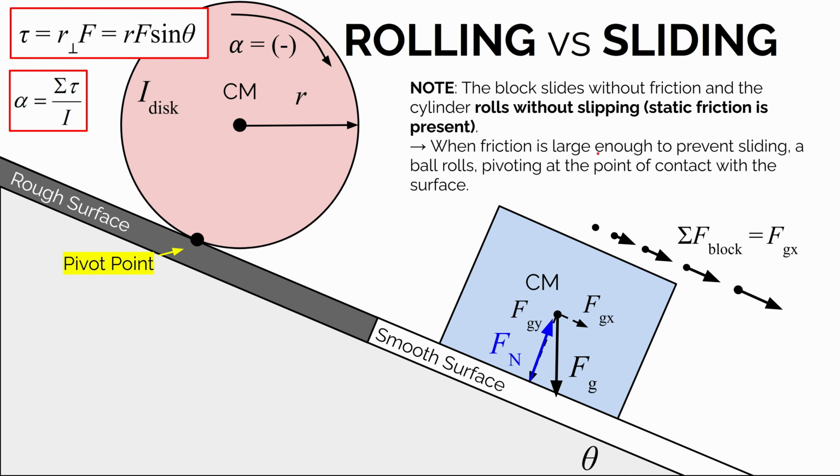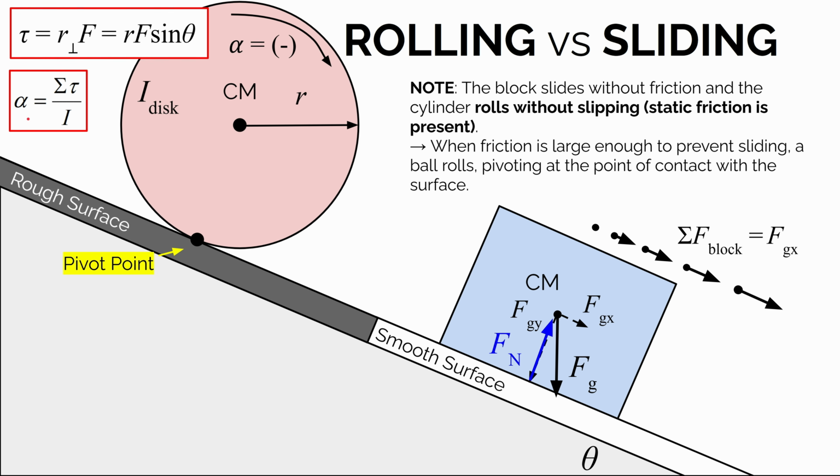When friction is large enough to prevent sliding, a ball or a disc pivots at the point of contact with a surface. And so where it makes contact with a surface, friction is large enough to prevent sliding, but it can't prevent rolling. Well, if something starts not spinning or not rolling, and then it begins to, that means it's going to have an angular acceleration. So this disc is going to accelerate angularly in the clockwise direction.